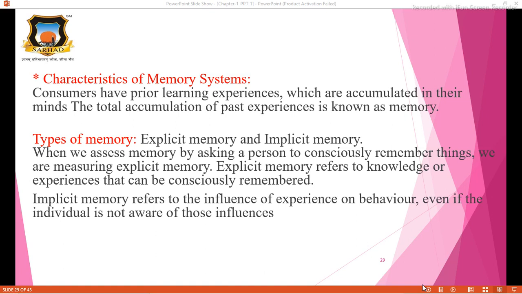So let us see the types of memory. Here are the two types of memory. One is explicit memory and another is implicit memory. The explicit memory refers to knowledge or experiences that can be consciously remembered, and the implicit memory refers to the influence of experiences on behavior even if the individual is not aware of those influences.